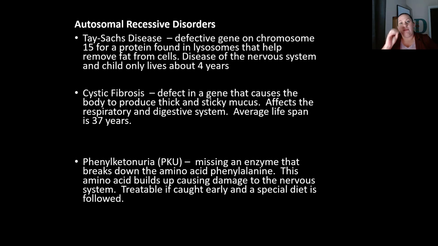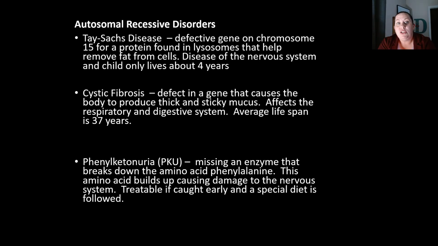So let's talk briefly about the ones that are autosomal recessive, and then I'm going to show you a pedigree on how to determine if it's autosomal recessive. So Tay-Sachs is a disease. It's a defective gene on chromosome 15. And it affects a protein that's found inside lysosomes. Now, if you recall from the cell video, lysosomes are the recyclers of the cell. They come in and help clean up any debris. They recycle old parts. They help get rid of waste products.